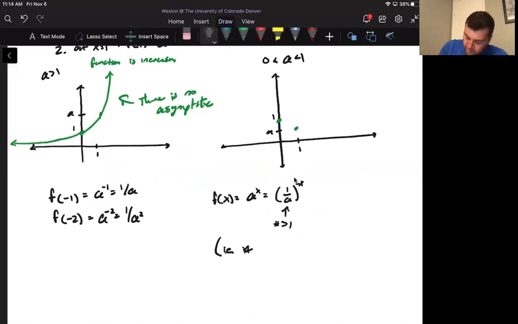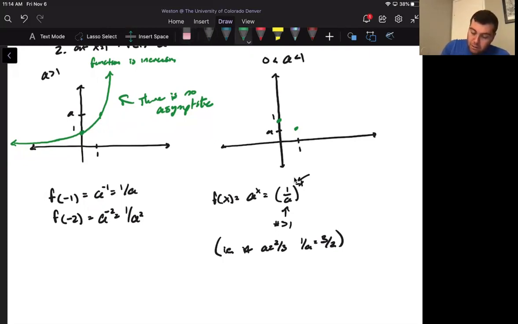I.e., if a is 2/3, then 1 over a is 3/2. So it's something like that. So now we have this number that's greater than 1. And right here, this is like a reflection across the y-axis because we have that negative in front of the x. It's one of our transformation rules.